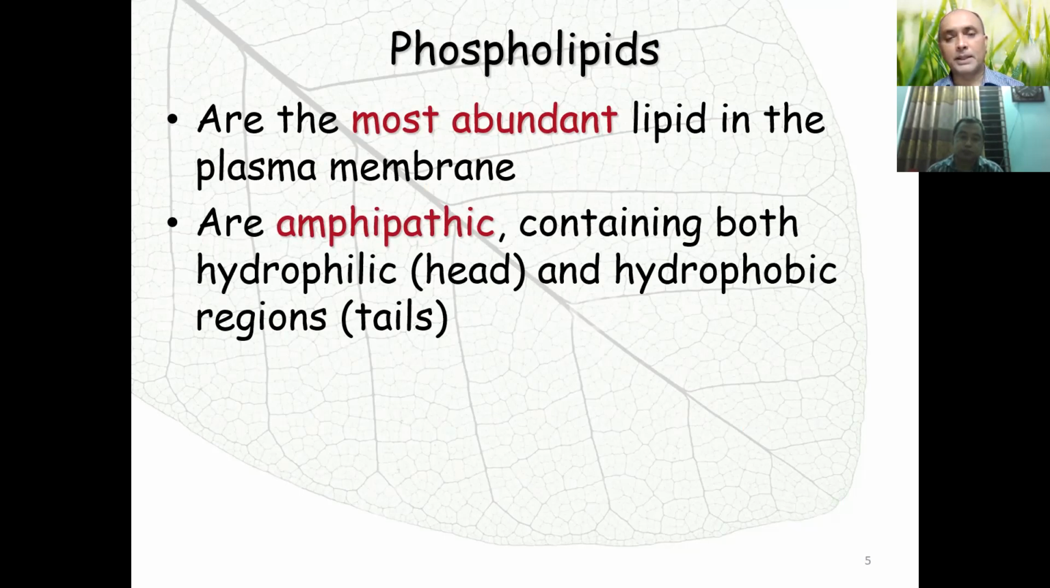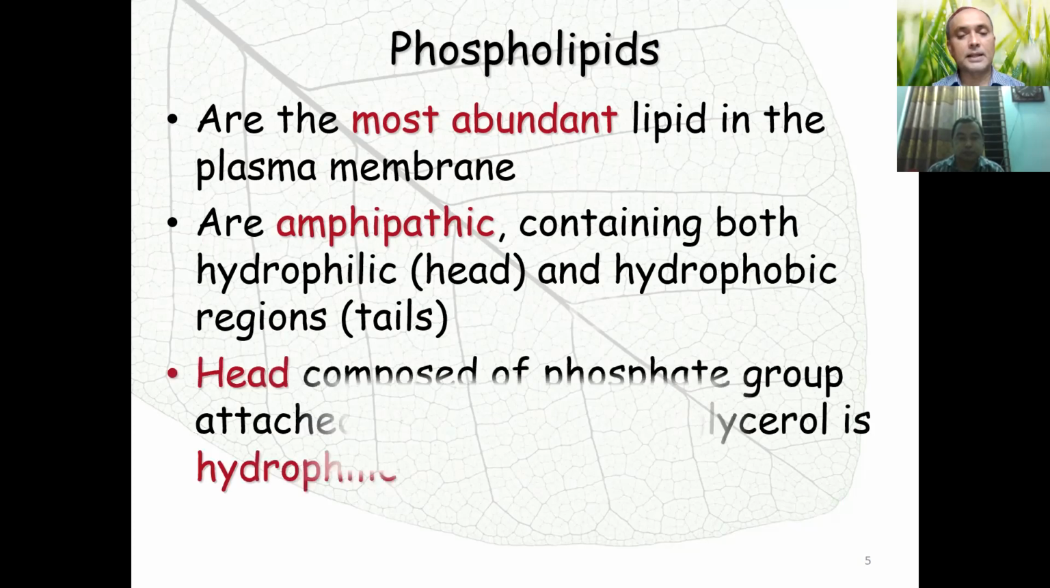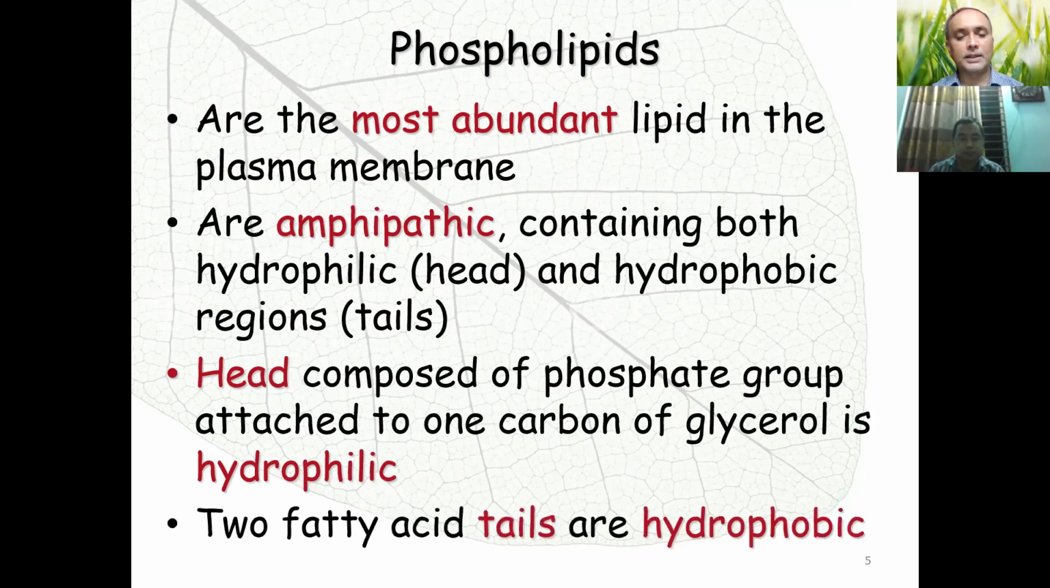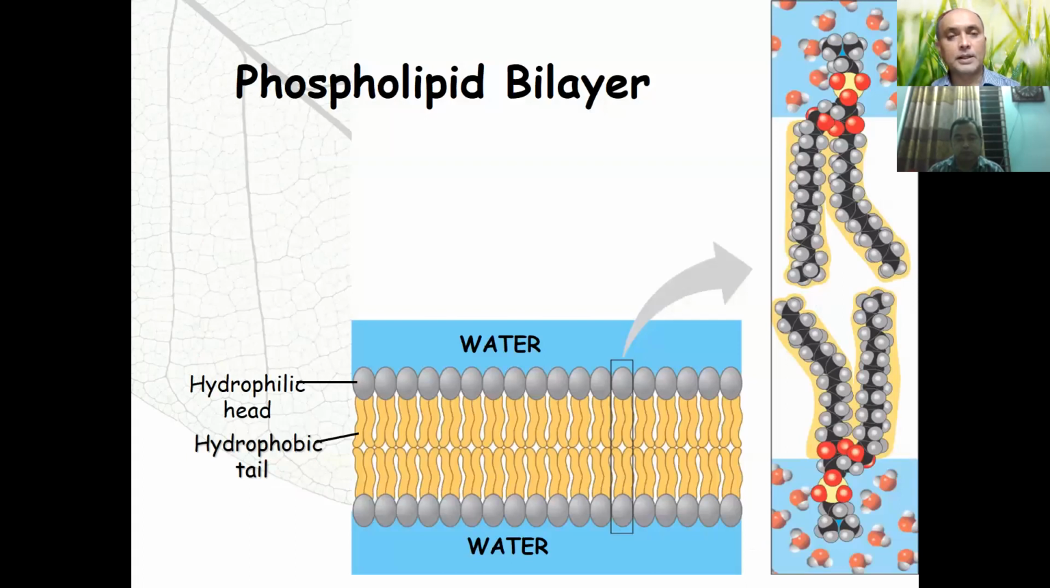Phospholipids are amphipathic, containing both hydrophilic and hydrophobic regions. That means phospholipids are amphipathic, containing both hydrophilic heads and hydrophobic regions, that is, tails. The head, composed of a phosphate group attached to one carbon of glycerol, is hydrophilic. The two fatty acid tails are hydrophobic. We can see this in the structure. Here you can see the clear illustration.